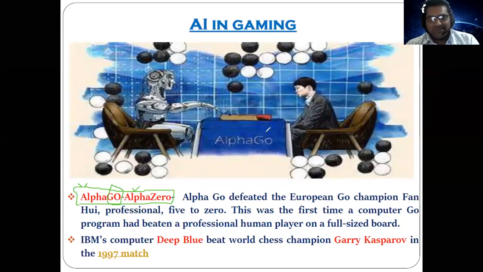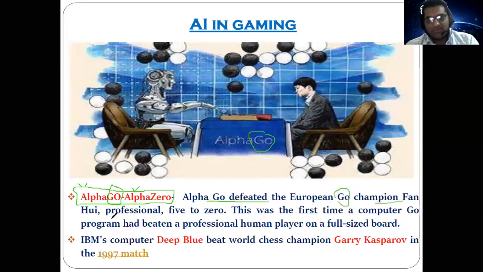Okay. Now this game, Go, is just like the chess game, but it is more difficult than the chess game. Understood? See, Go is a kind of game which is just like chess, but it requires, what you can say, more intelligence to play. Understood? Go. So AlphaGo and AlphaZero are the names of non-human players.